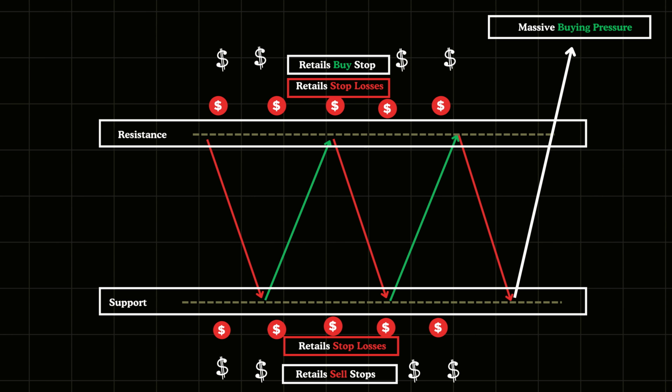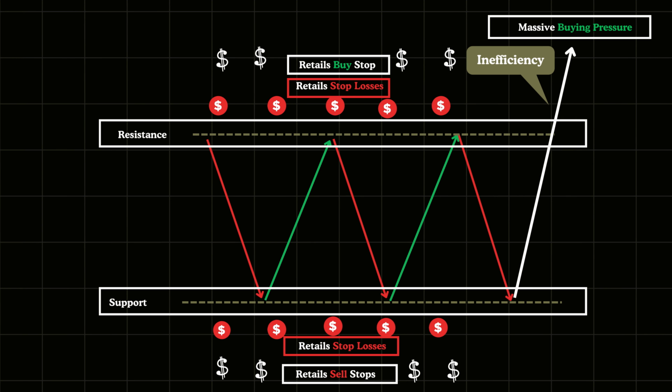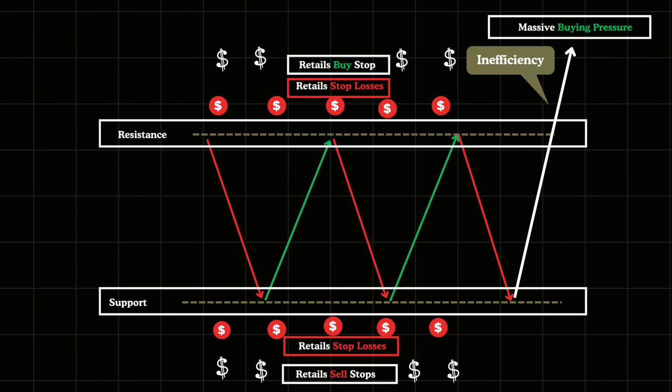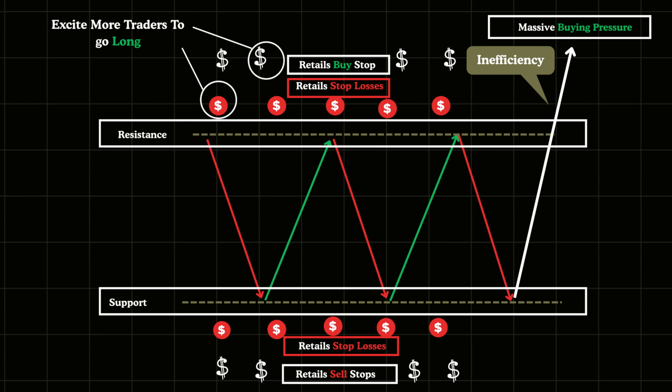This chain of events causes a strong wave of buying activity and introduces inefficiencies near the top of the structure, which can further motivate additional traders to jump in on long trades after noticing the intense upward pressure in the market.